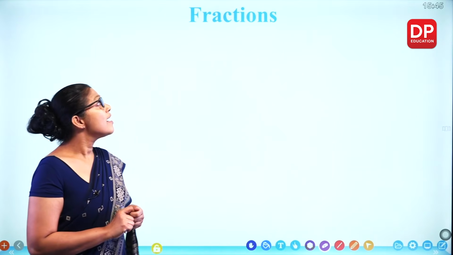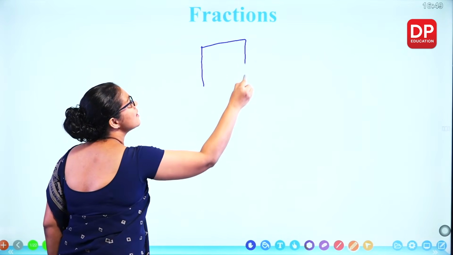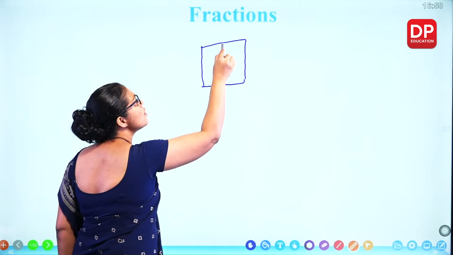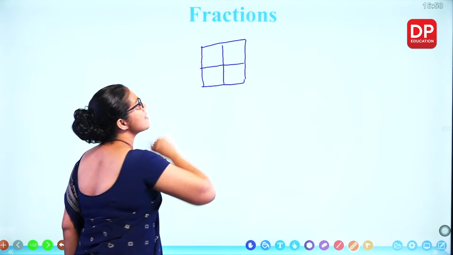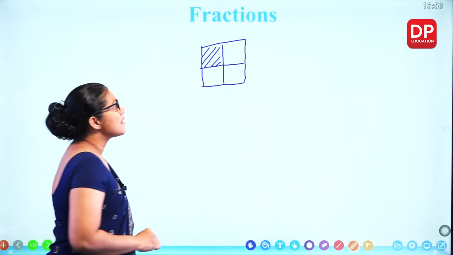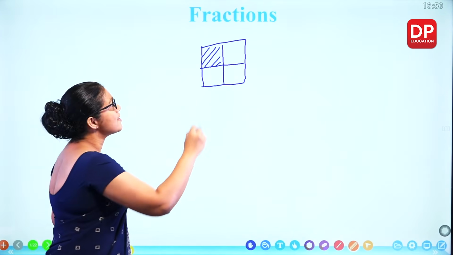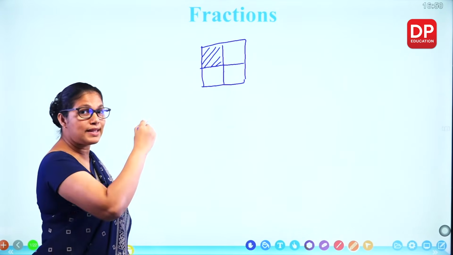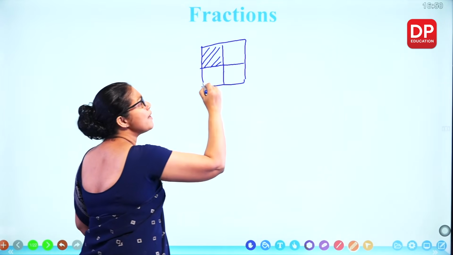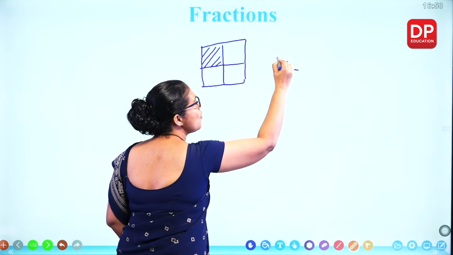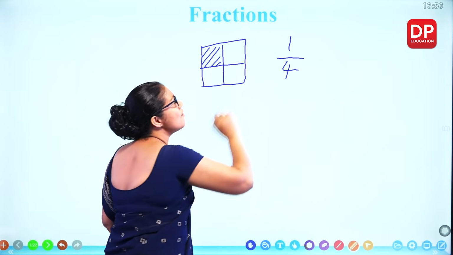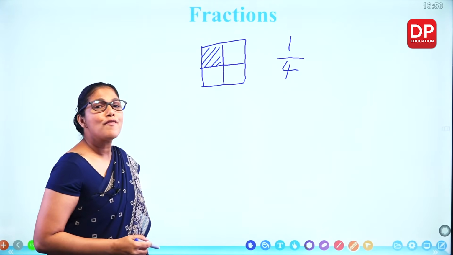So let's take a square first. I want to divide this into 4 equal parts, and I'll shade one part. If I ask what the shaded part of the whole thing is, how can you write it? I can write there are 4 equal parts, out of that, 1 is shaded. So here we can write it like this, 1/4.